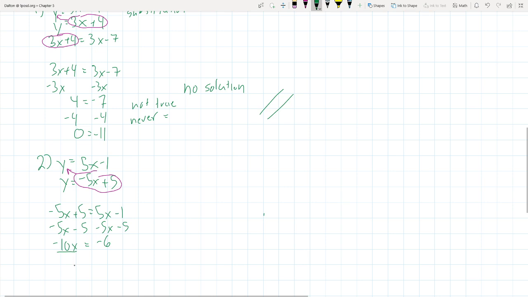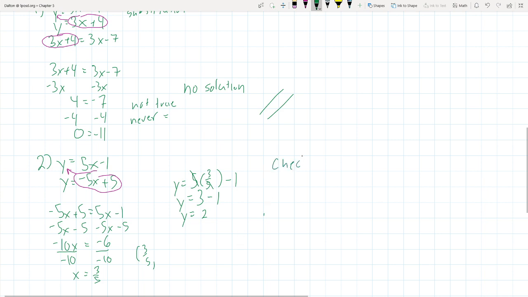Divide by negative 10. Divide by negative 10. x equals 3 over 5. Now we have the x for this, we have 3 over 5. We need to get the y. So y equals 5 times 3 over 5 minus 1. This is the top one. The 5s cancel out. So you get y equals 3 minus 1. y equals 2.